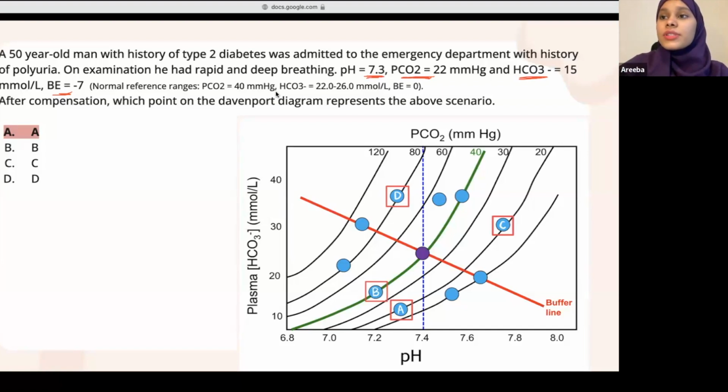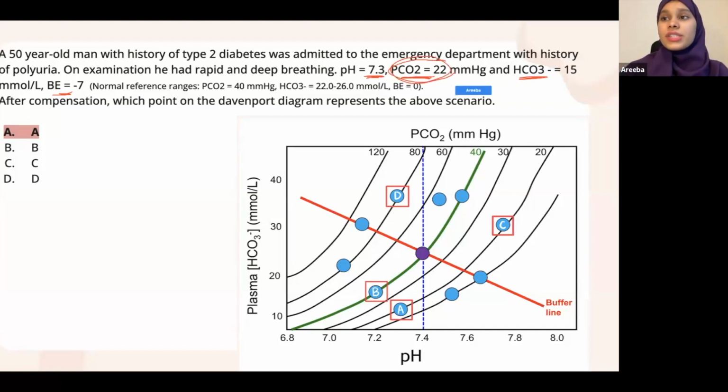And what does this represent? This represents respiratory compensation. So the first thing that happened is metabolic acidosis. That means this point is going to move along the isobar of PCO2 40. If it's acidosis, it's going to move down along this line. But we said there was compensation, which was lowering of PCO2, so this point will move down, and therefore you will have point A.